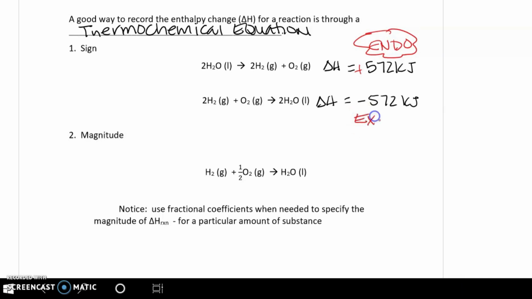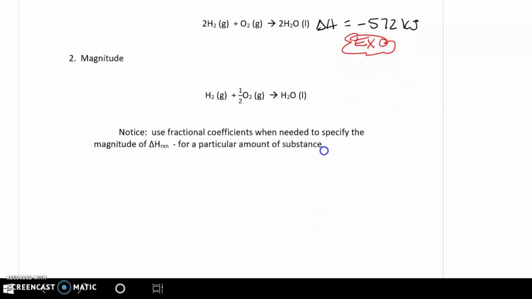We learned about this already. It's exothermic, so it's releasing heat. The top one is absorbing heat. Now, what I wanted to point out here was to notice that the magnitudes are the same. It's just the sign that changes. So if you see a reaction written like this, you can easily tell if it's endo or exo just by knowing the sign. Now, let's talk about the magnitude a little bit.